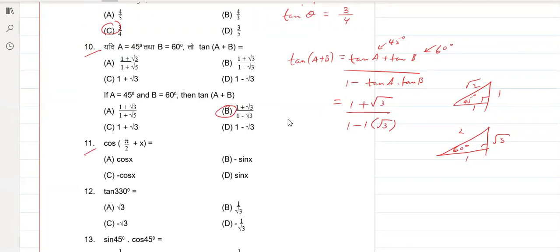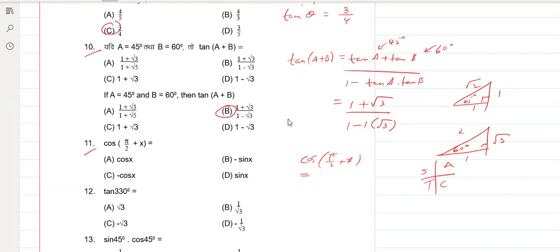Number 11, guys. Cos of pi over 2 plus x. So this is basically cos of 90 plus x. Remember, now we are in the second quadrant. In the second quadrant, this is an easy way to remember the diagram: all positive, sine and cosec positive, tan and cot positive, cos and sec positive.